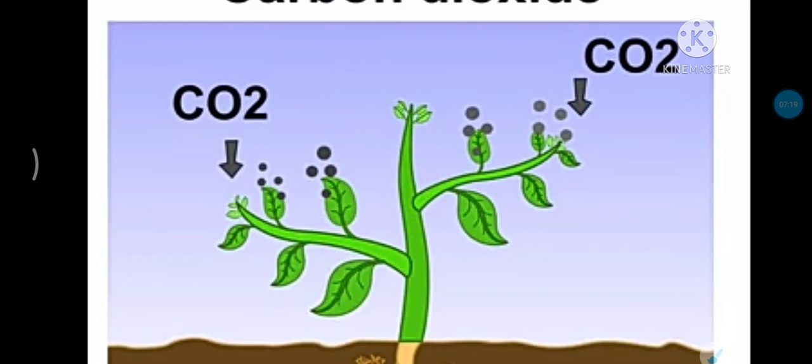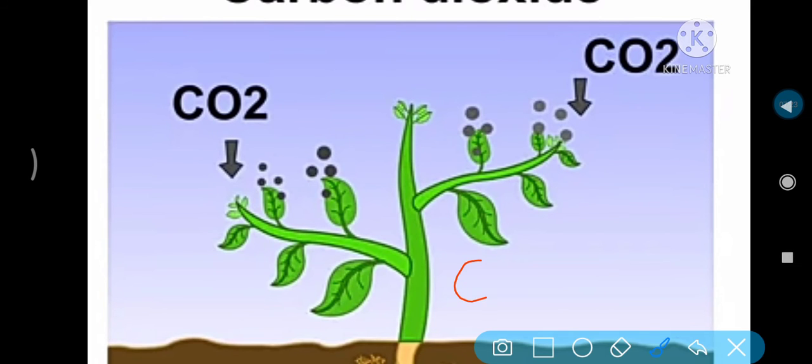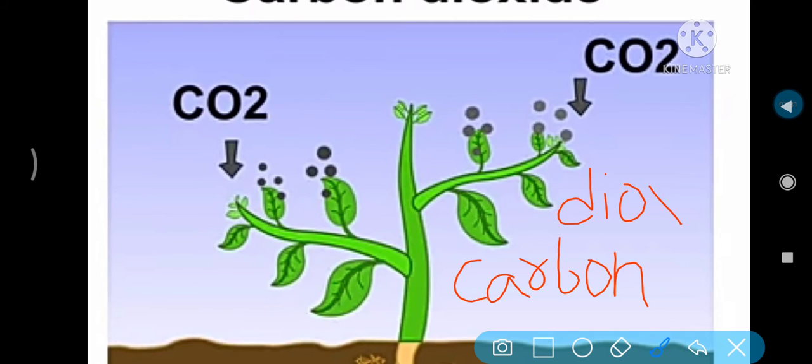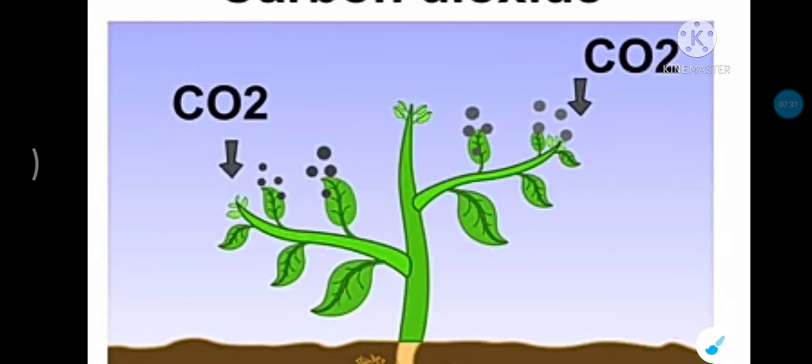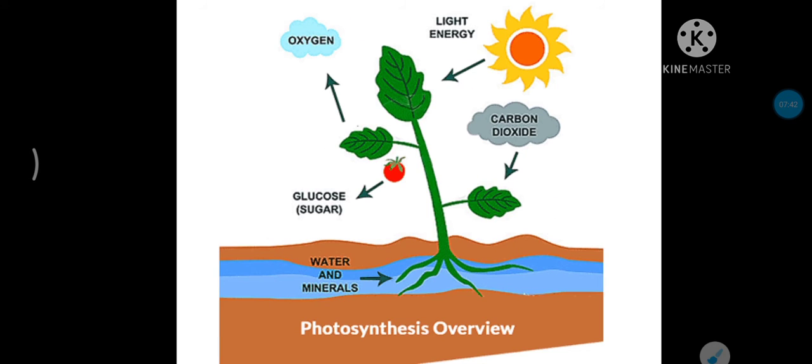The third requirement of the plant is carbon dioxide. It is a gas which is taken in by the plants through stomata because it is a gas. Now, with the help of these three things, plants prepare its food.